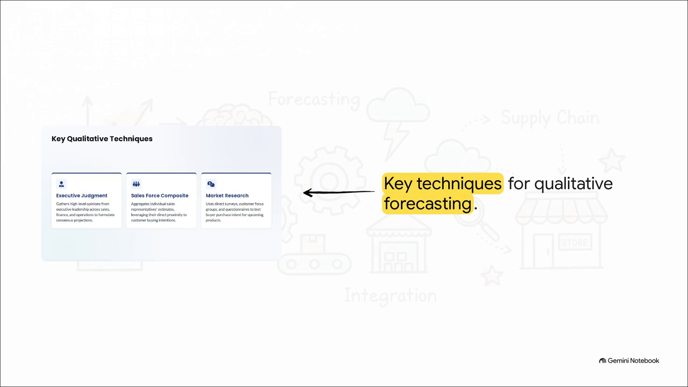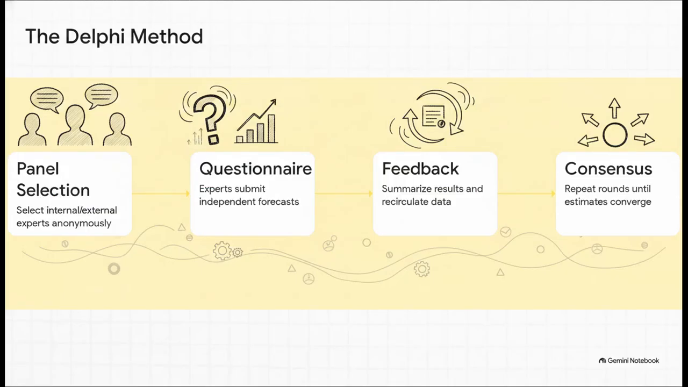Executive judgment gathers high-level opinions from leadership across sales, finance, and operations. Salesforce Composite aggregates estimates straight from the reps on the ground, the ones who are actually talking to the buyers every day. And market research uses direct surveys and focus groups to test upcoming product demand before it ever even hits a shelf. But here's a totally fair question.